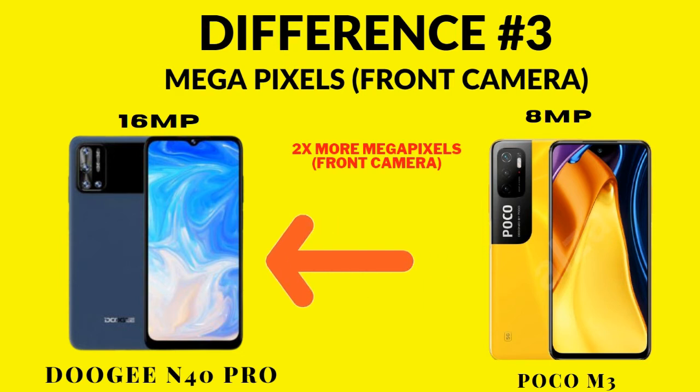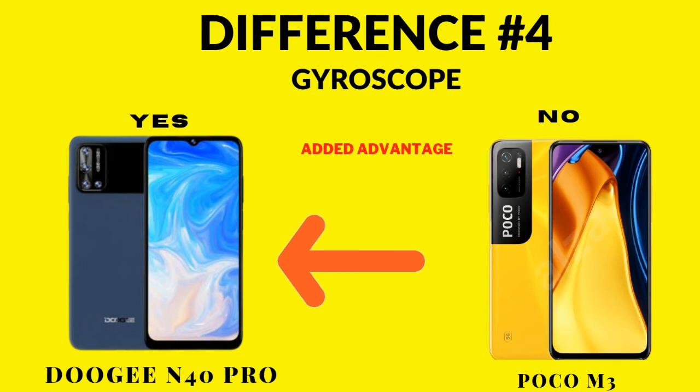Moving on to difference number 4, gyroscope. Doogee N40 Pro has a gyroscope in it, whereas the option of gyroscope is not there in Poco M3. So this gives an added advantage to Doogee N40 Pro.